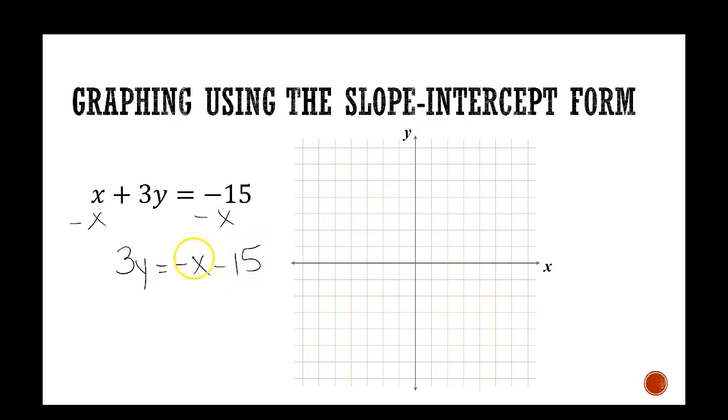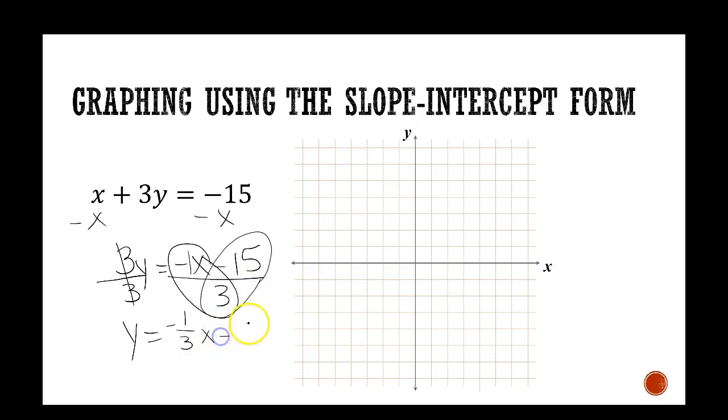Okay, so I have -x and a -15. I'm going to divide by the 3. Use the heart method. So -x or -1, that'd be -1 over 3x, and then I get a -5. Okay, -15 divided by 3 is a -5.